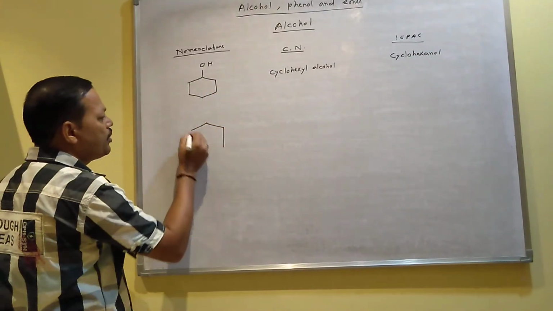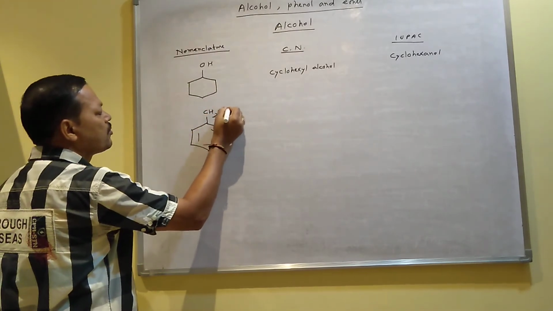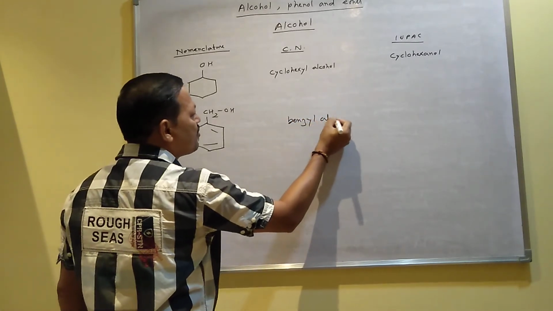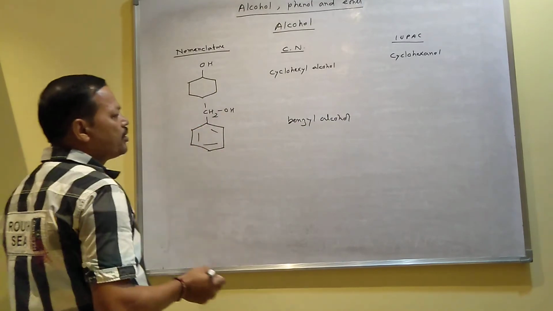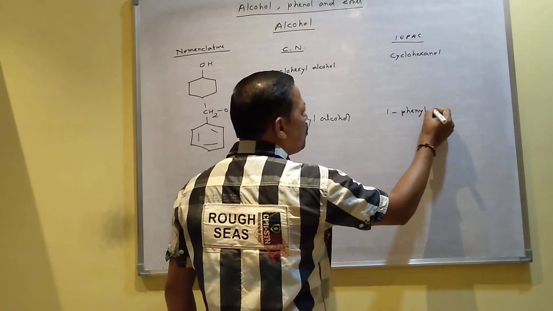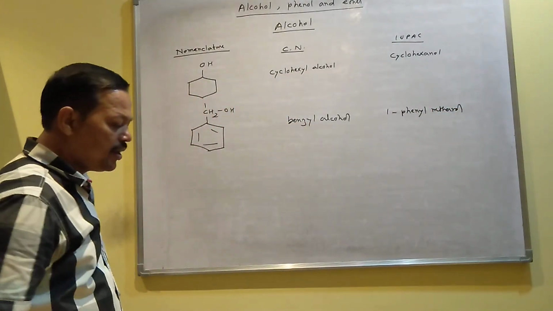This is one of the alcohols. Its common name is benzyl alcohol, I have already given it. And here the number should be here, not in the ring. So that's why it is called 1-phenyl. The benzene ring is called phenyl, 1-phenylmethanol. Like this way you can write the name.